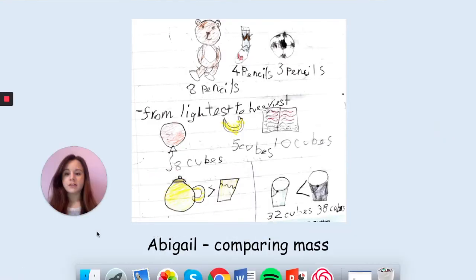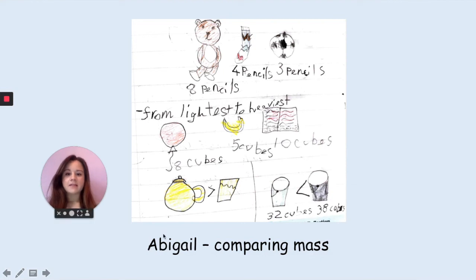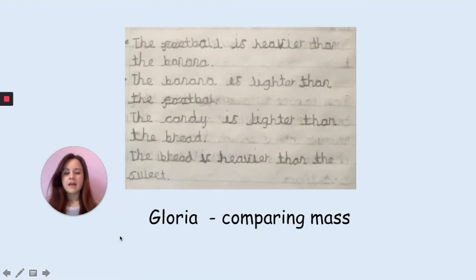Now on to our shout outs for today. Abigail sent in some beautiful work where she was comparing maths, and she even went to the extension challenge to use her greater than, less than and equal signs. Well done, Abigail. Here's Gloria's beautiful writing when she was comparing mass. The football is heavier than the banana. The banana is lighter than the football. The candy is lighter than the bread. The bread is heavier than the sweet.